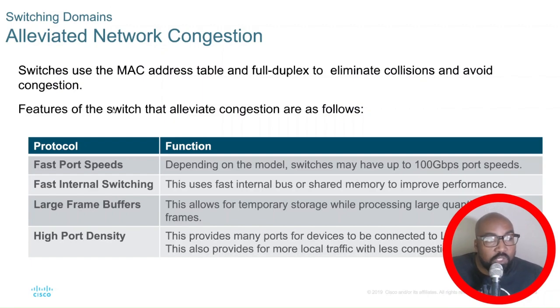So, elevated network congestion. Switches use the MAC address table and full duplex to eliminate collisions and avoid congestion. If we go back to that video I showed you of that factory, all of those packages coming in and out, operating at full duplex. Very important. Features of the switch that alleviate congestion are as follows. Fast port speeds: depending upon the model, switches may have up to 100 gigs. Fast internal switching: this uses fast internal buses and shared memory to improve performance, and you can see the rest of the information here. Very important there.